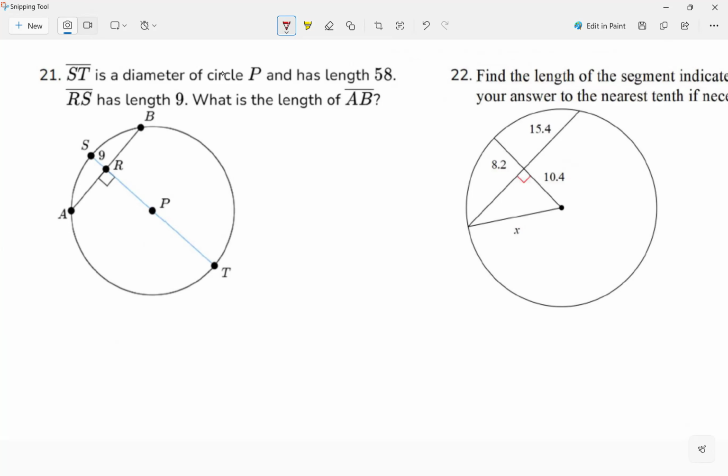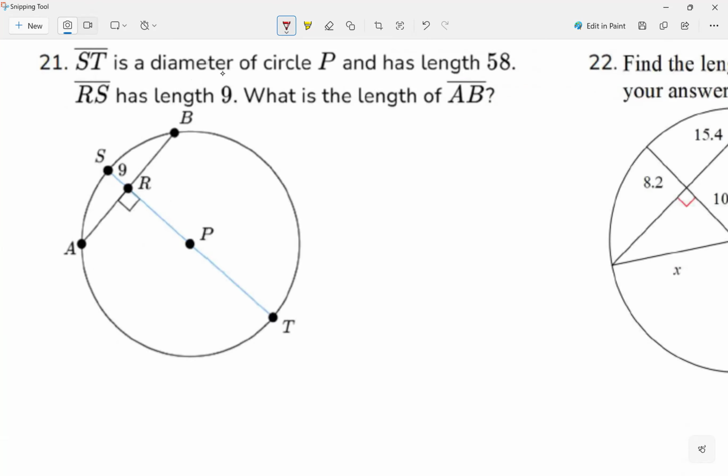RS has a length of 9. What is the length of AB? Okay, so here, let's see what we have. The whole diameter is 58. So could I say that one radius is 29? This is half of 58. I see that SR is 9. So can I say that RP, this one, is 20?